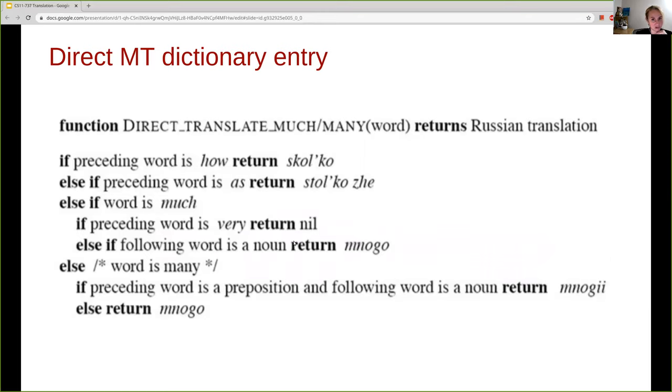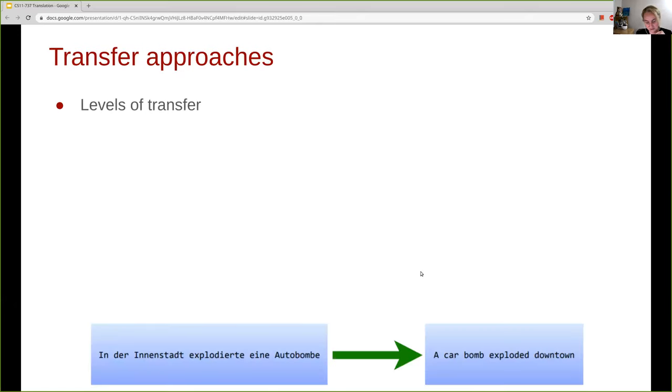And this is how a rule looked like. This rule describes how to translate the words much and many into Russian. What it does is it has a lot of if-else conditions, which try to take into account all possible contexts of the word and different translations within those contexts. So clearly, this approach cannot scale, and very quickly, the field transferred to transfer-based approaches. And towards the 90s, the field transferred to statistical approaches from the rule-based approaches.